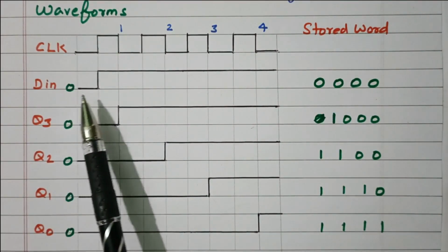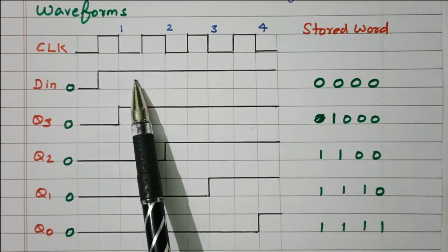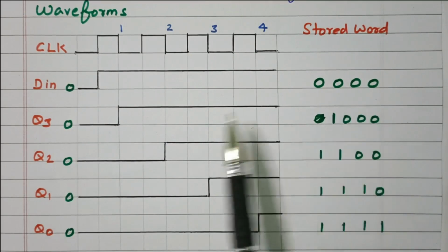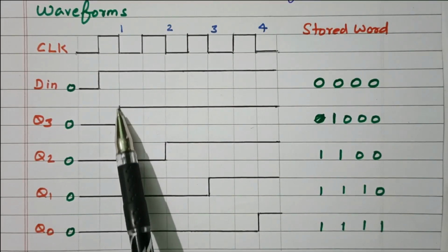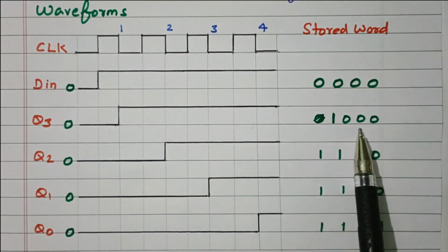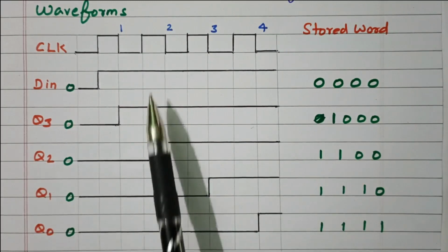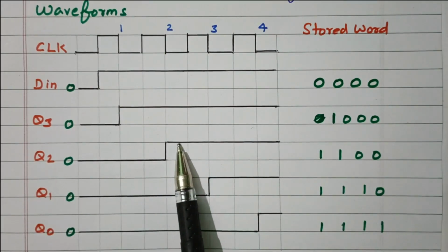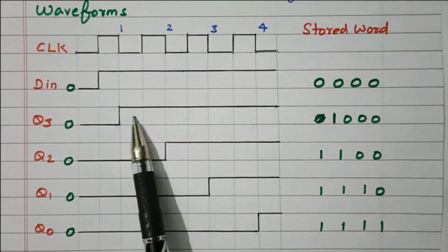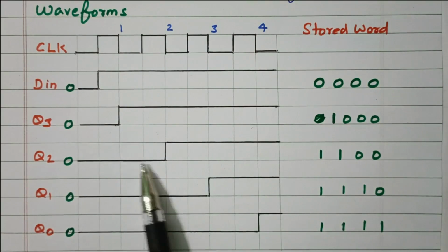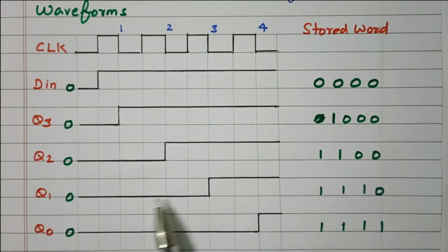During the first clock pulse, the D in is applied. So initially it is 0, 0, 0. Data 1 is applied, so it becomes 1, 0, 0, 0. In Q2, this 1 will now be applied here. So during the second clock pulse, Q2 becomes high. Q3 is already at high level. After the second clock pulse, Q2 becomes high level. So 1, 1, 0, 0.